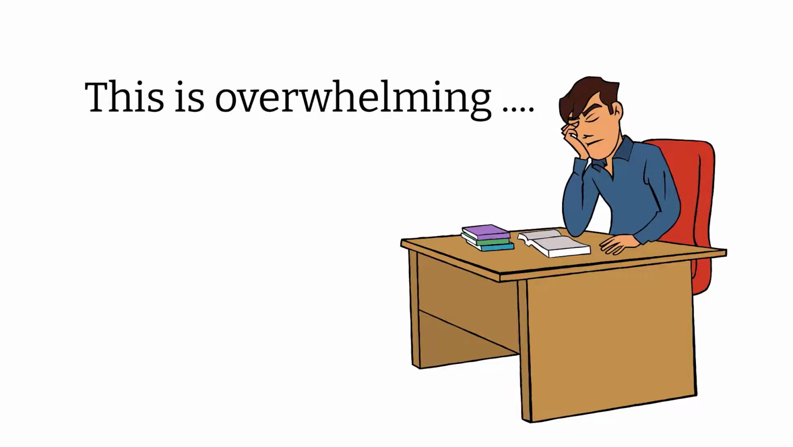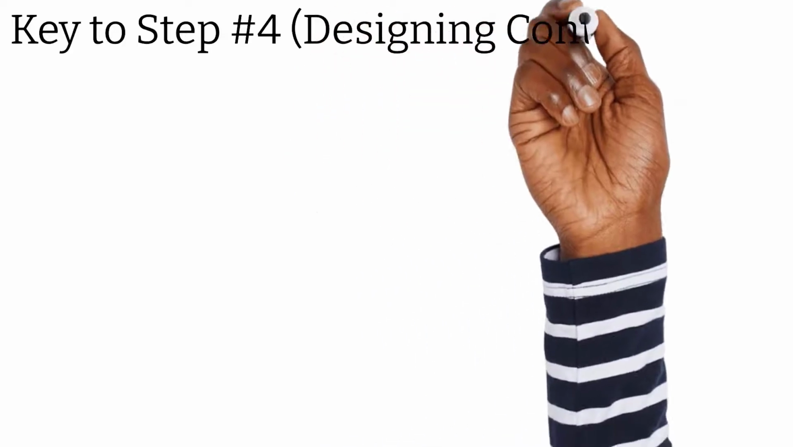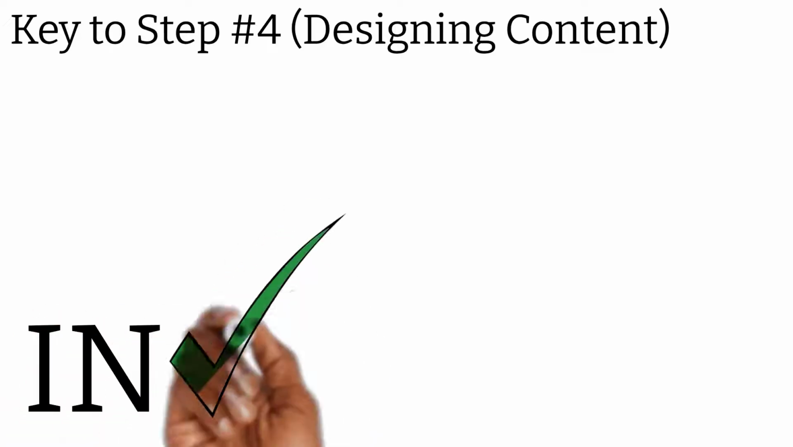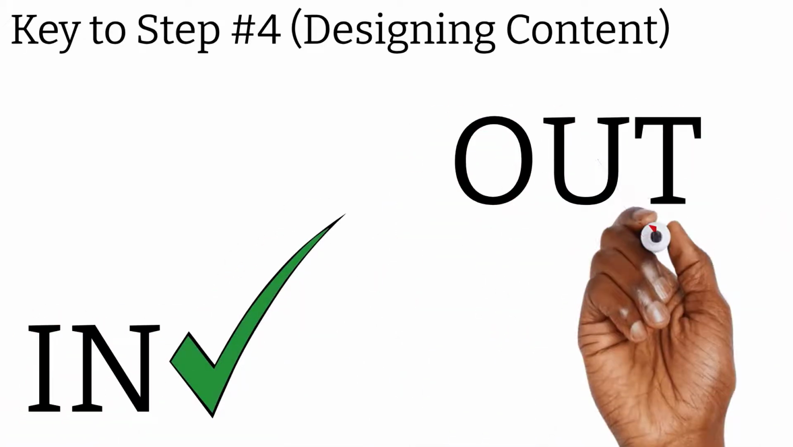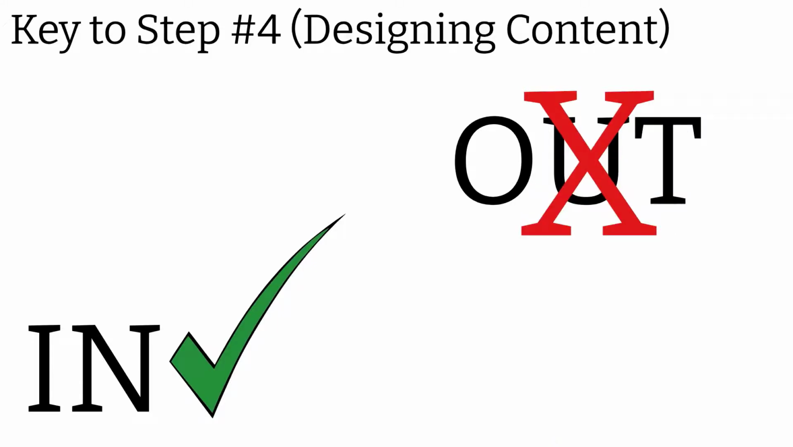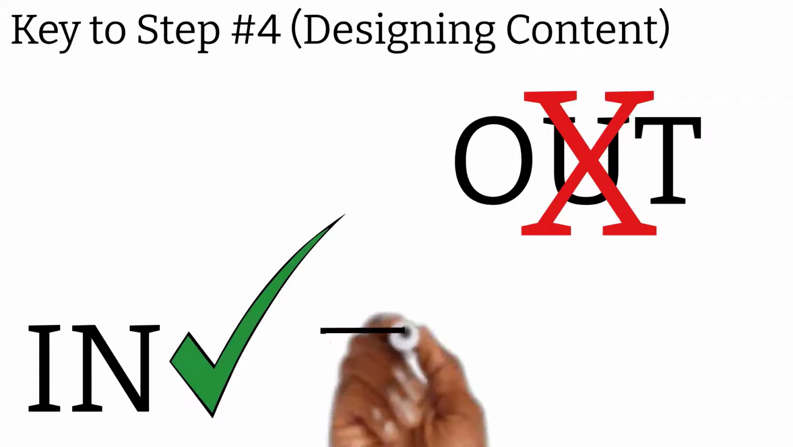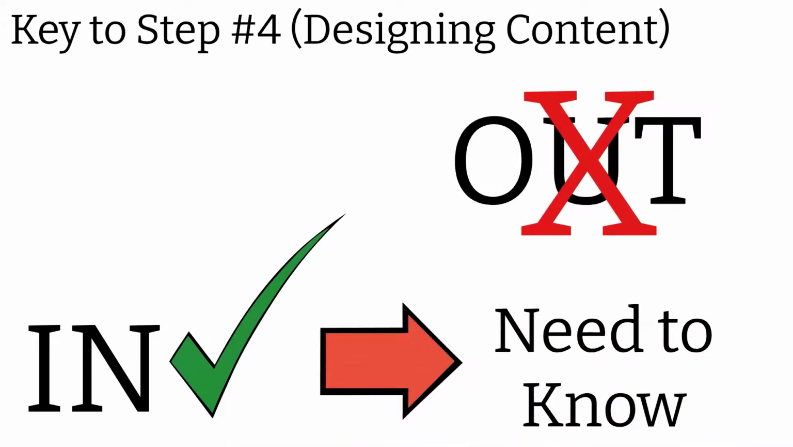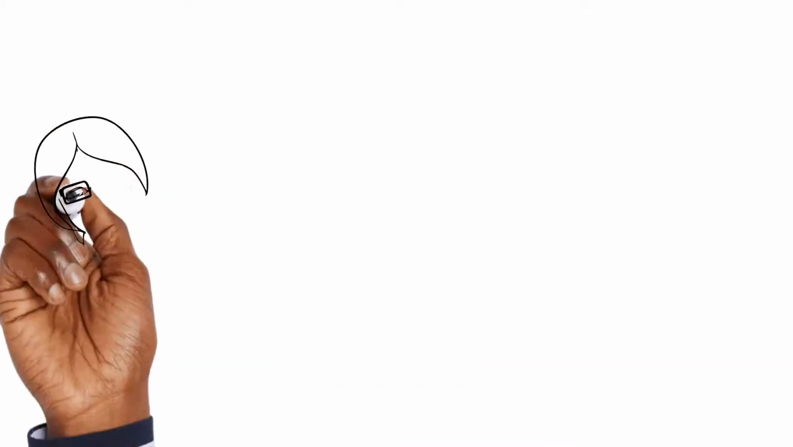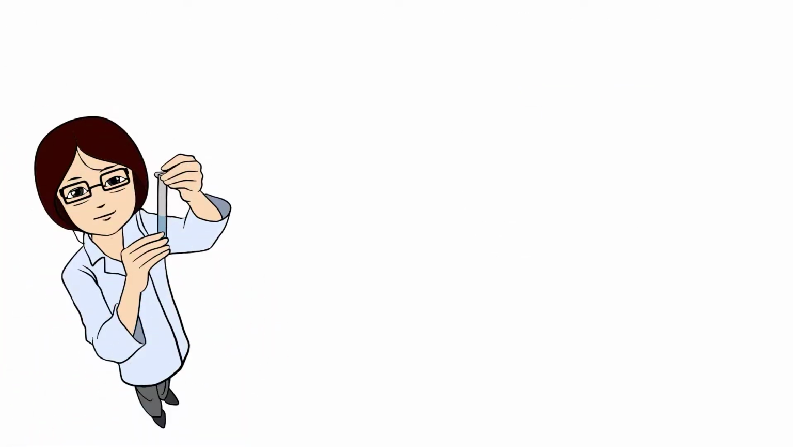So, the key to step number 4, and the most difficult step in this entire training design process, in my opinion, is selecting some content in and other content out. Deciding which content is the absolute most essential can be difficult and a time-consuming process, but the only content that should be selected in is content that is essential for practicing the skill and completing the skill check. We call this content need to know. All of the other content is still really important, but it's not essential for practicing and becoming proficient at the skill.